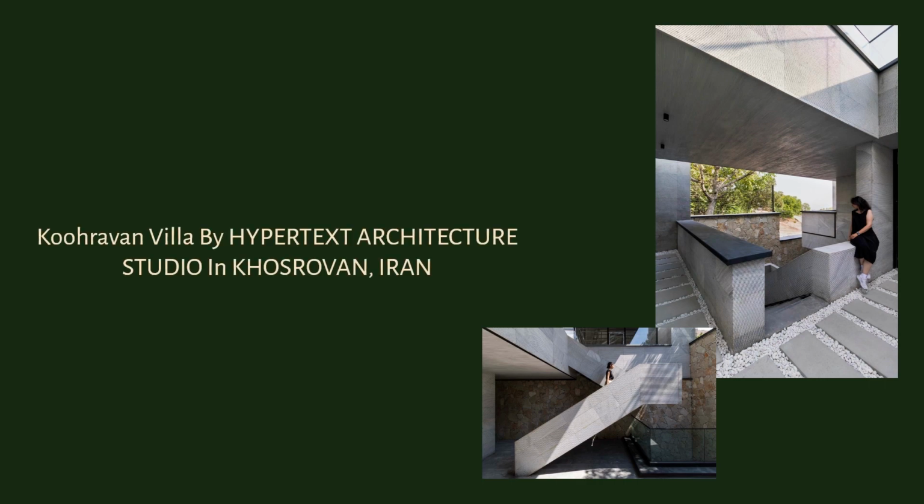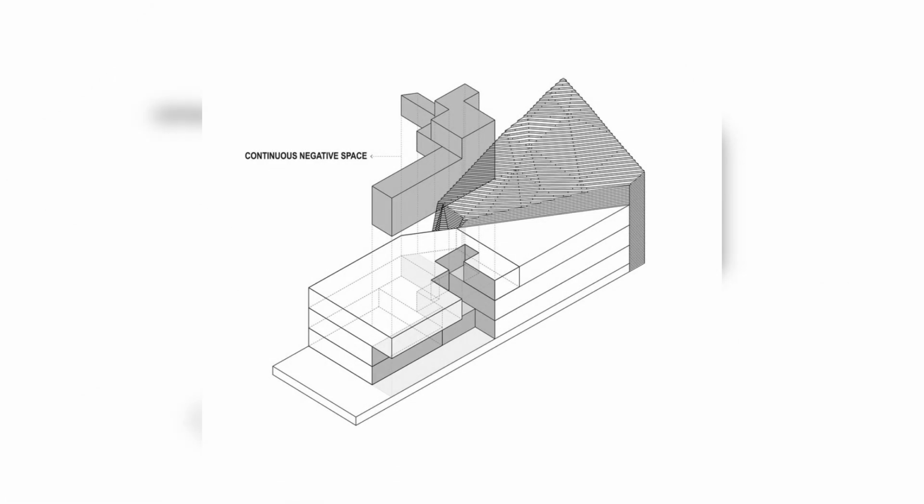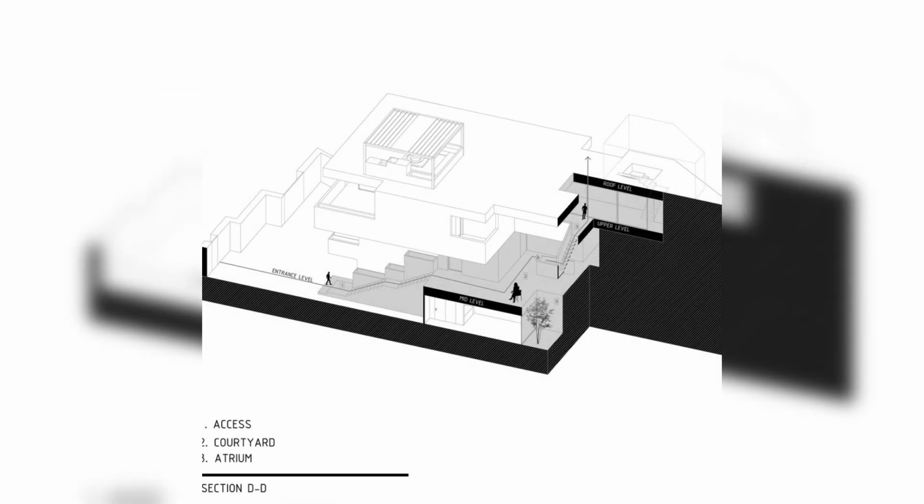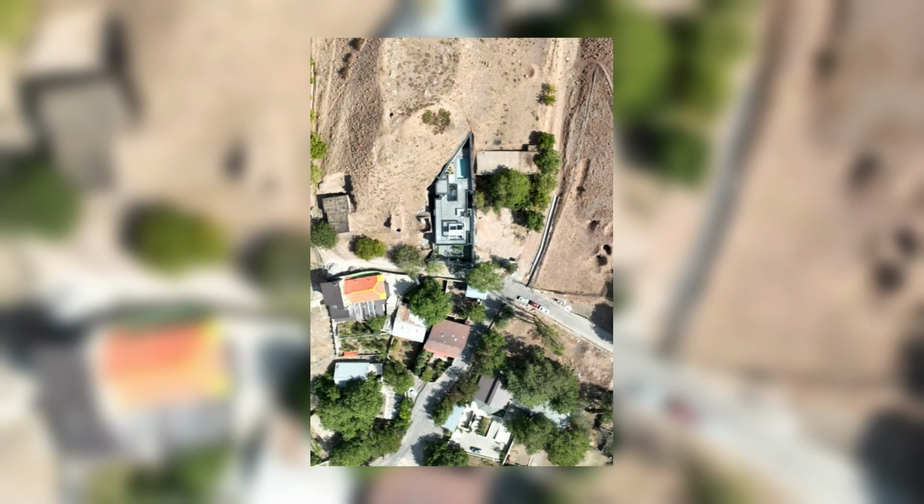Koohravan Villa by HYPERTEXT Architecture Studio in Khosrovan, Iran. The site of the project, situated on the slopes of Zarin Kooh, is adjacent to natural resource lands where construction is prohibited. The steep terrain, combined with our project's plan, led us to organize the mass in terraced layers.